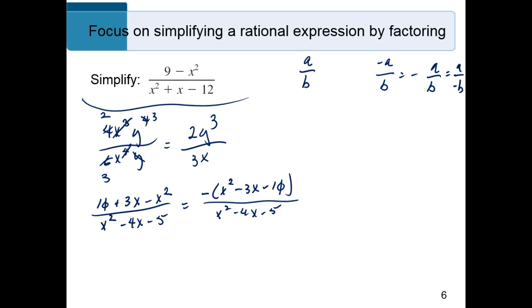Anybody? Minus A over minus B. That would be the same, wouldn't it? Because minus divided by minus is positive. So this is actually the same as A over B. Anytime you have an even number of minus signs in a rational expression, it's the same as being positive.